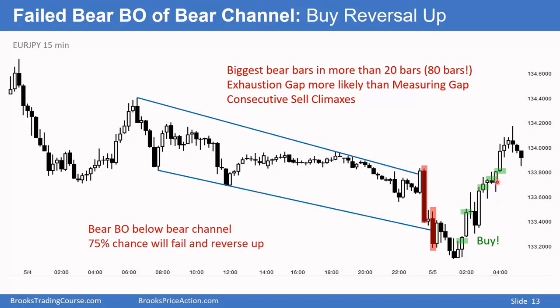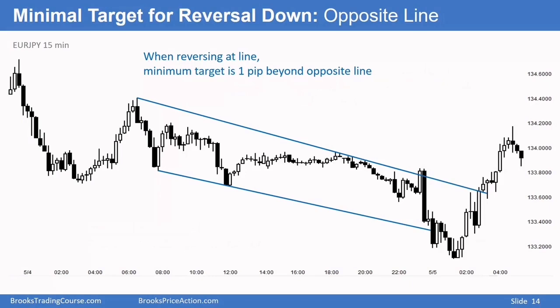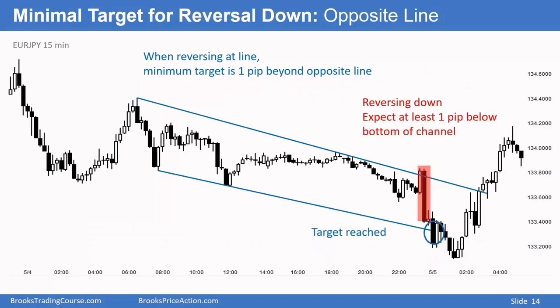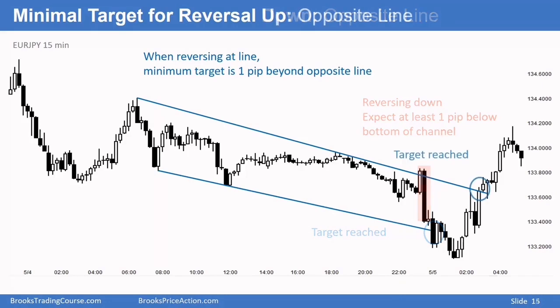Here the bears tried to reverse twice, 1, 2 at the top of the channel, and it failed. Traders will buy above the high of this bull bar, betting that the trapped bears will buy back their shorts. Reversal down from the top of a channel, minimum target is a little bit below the bottom of the channel, and that target was reached. Reversal up from the bottom of the channel, minimum target a little bit above the top of the channel, and the bulls reached their target here. However, it continued up much beyond that.